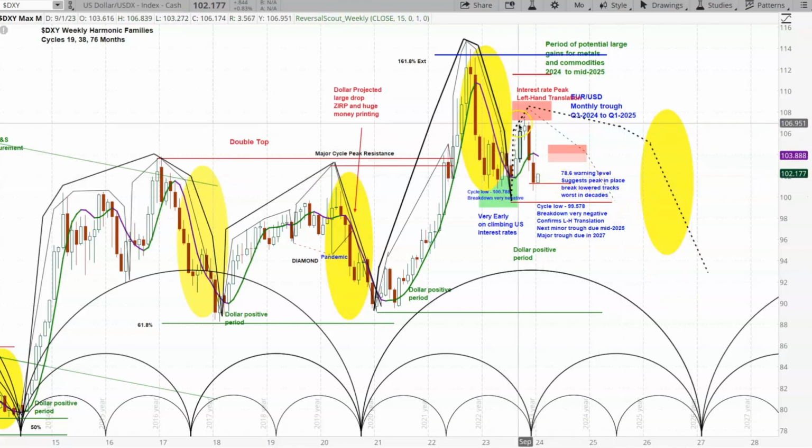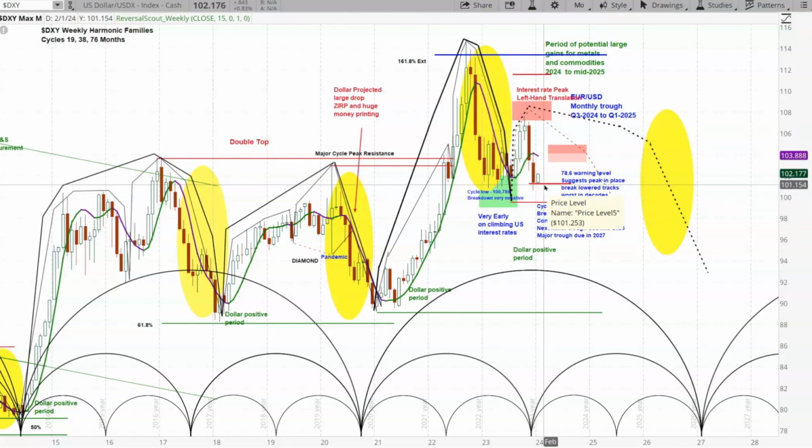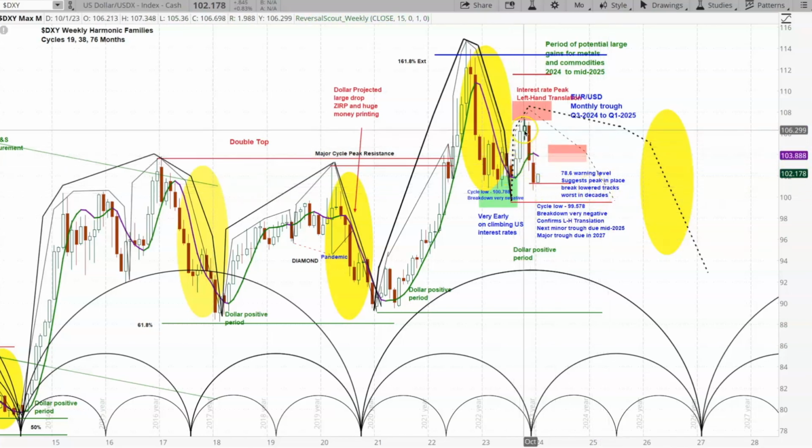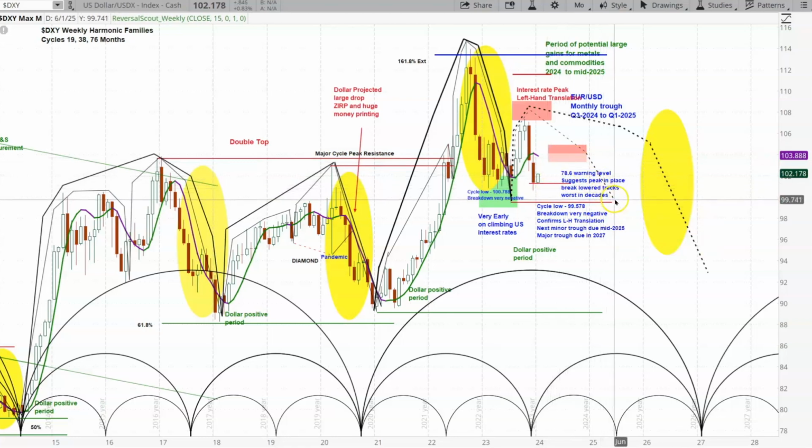So this rally and this decline, breaking the 78.6% this early, assuming this analysis is correct, is the worst we have seen in decades. We have not seen a rally in the dollar that only lasted 3 or 4 months and came down and took out the 78.6%. That is bad. Again, it's probably going to come down more into early part of the year, try to rally, and then come down again.